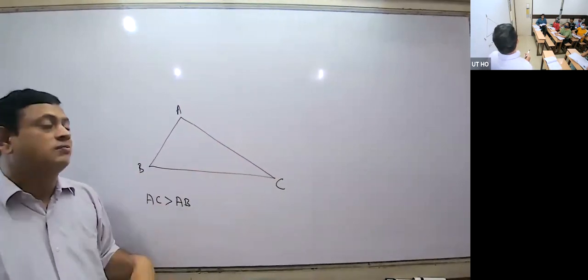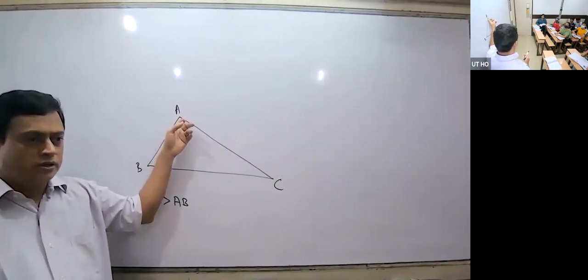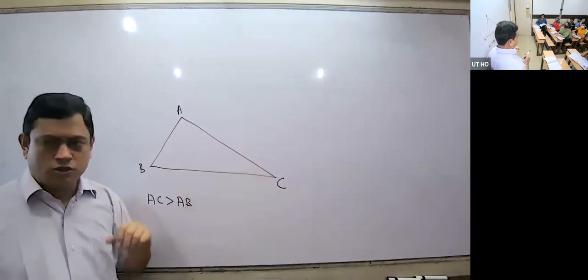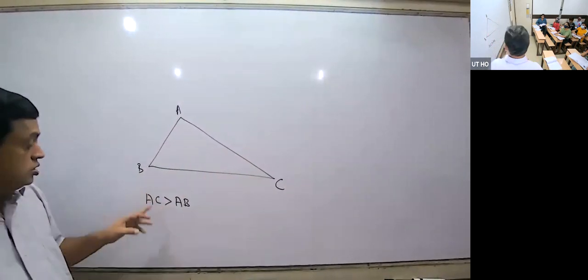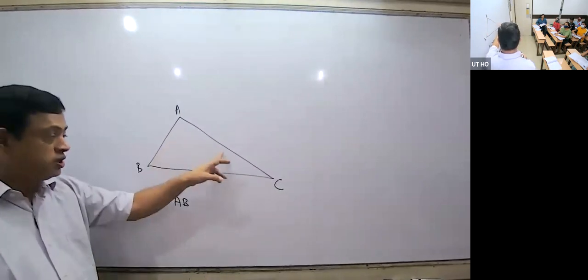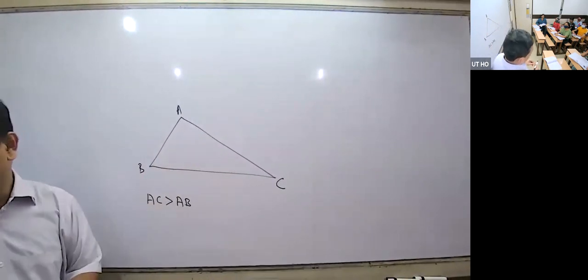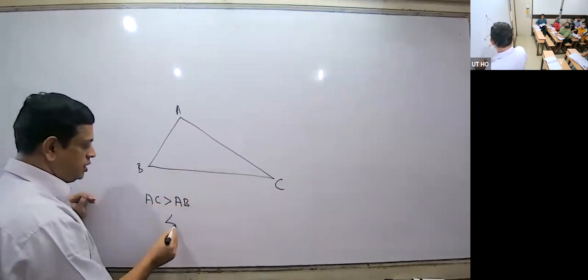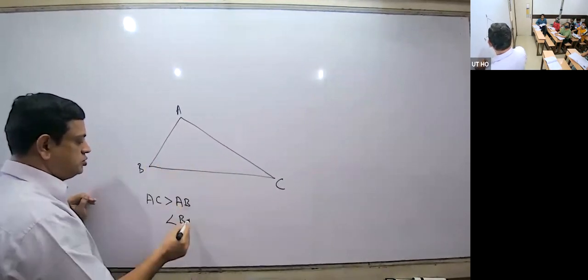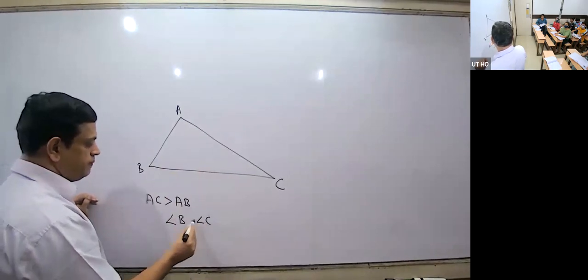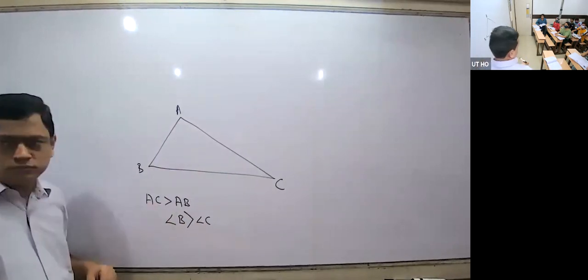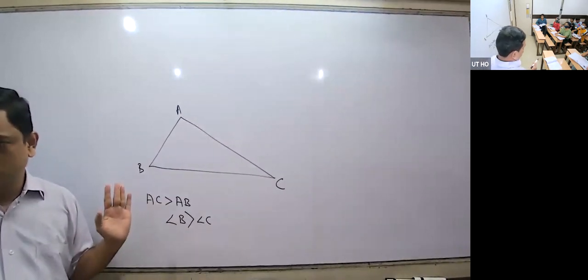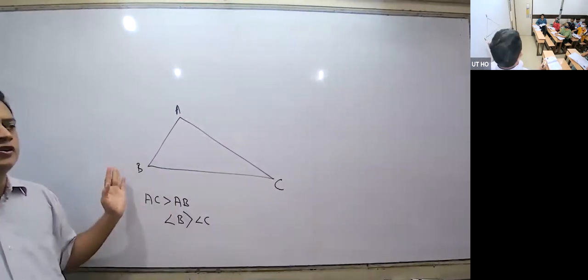Okay, follow. What is the side opposite to angle A? Side opposite to angle B. So what is the condition? Longer side has greater angle opposite to it. So what is the angle opposite to AC? Angle B. What is the side opposite to C? Angle B will be greater than C. Okay, understood or not? This is the first inequality.